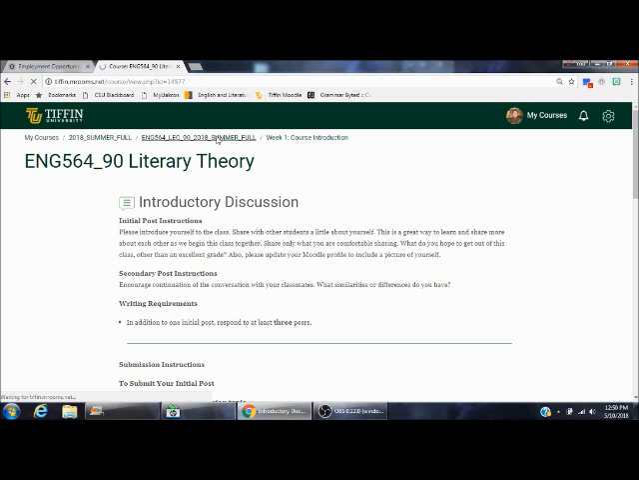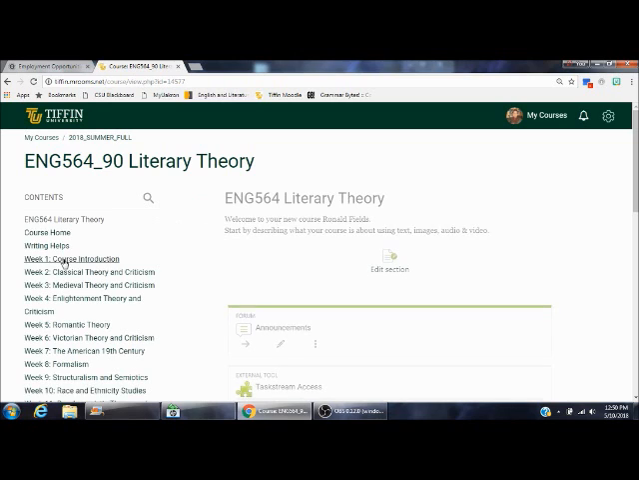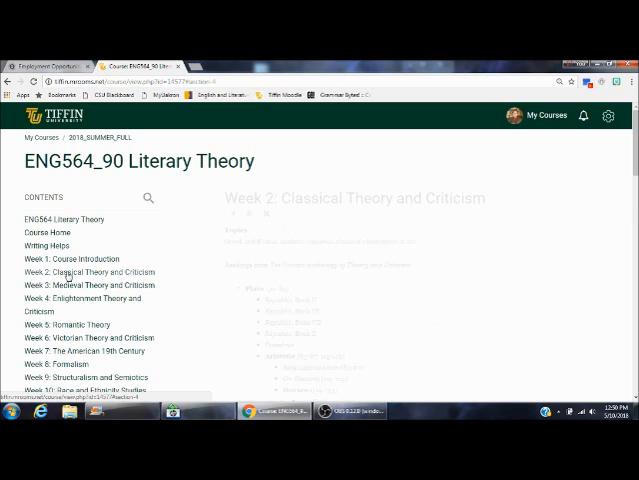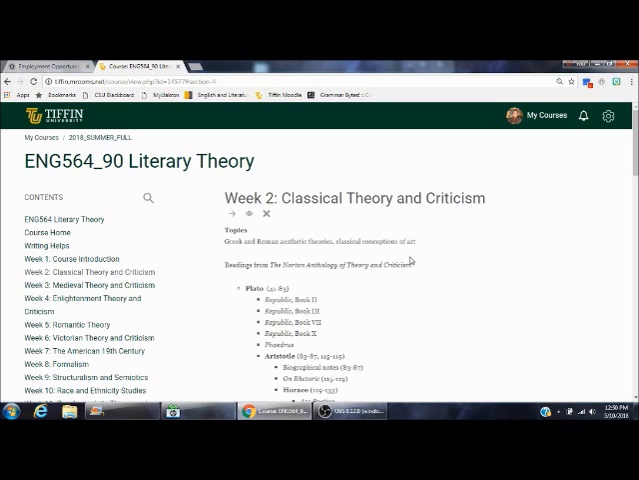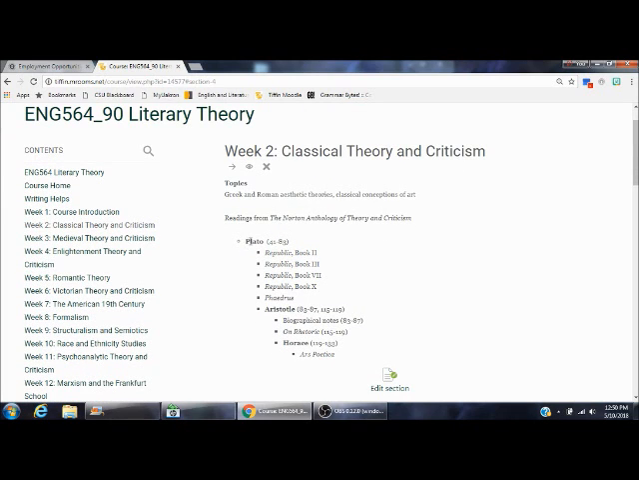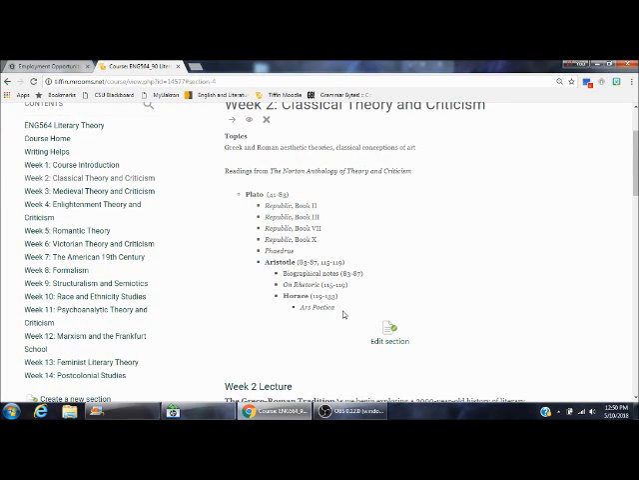Going back to the course listing, starting with week 2, you'll see that we get into the nitty-gritty. If you click on week 2, Classical Theory and Criticism, we're talking about Greek and Roman aesthetic theories. It always tells you exactly what we're reading, what we're covering for that day, the page numbers, and if you've got your Norton Anthology already, you know that the pages are very, very thin, and the print is very, very tiny. So pages 41 to 83, it's quite a lot of reading.